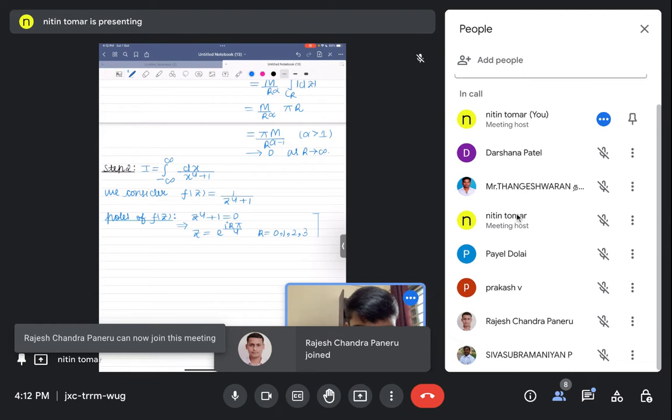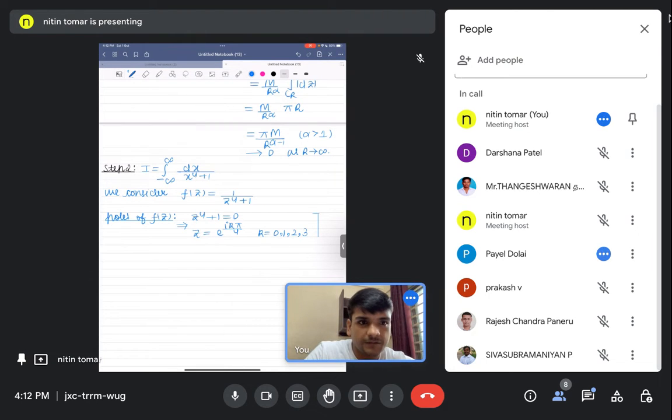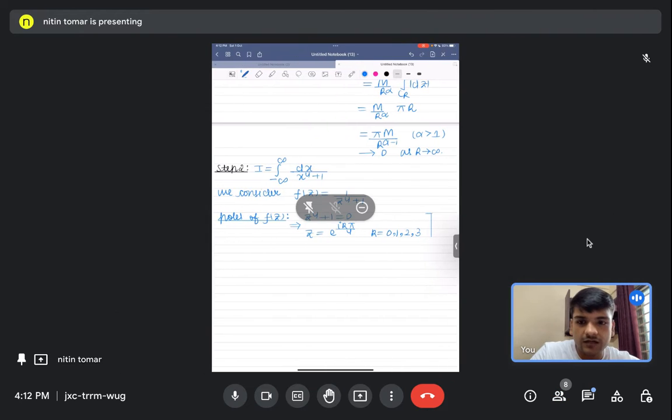And who else are there today? Payal, Prakash, Rajesh, Shiva Subramaniam, and Thangeshwaran. Okay. Again, welcome all of you. And Payal, since I think you're joining for the first time, this is more like a discussion class. Be open to your ideas. We all are learning mathematics here, so feel free to interrupt and feel free to discuss. Doesn't matter how wrong it may be. After all, we are here for a reason.